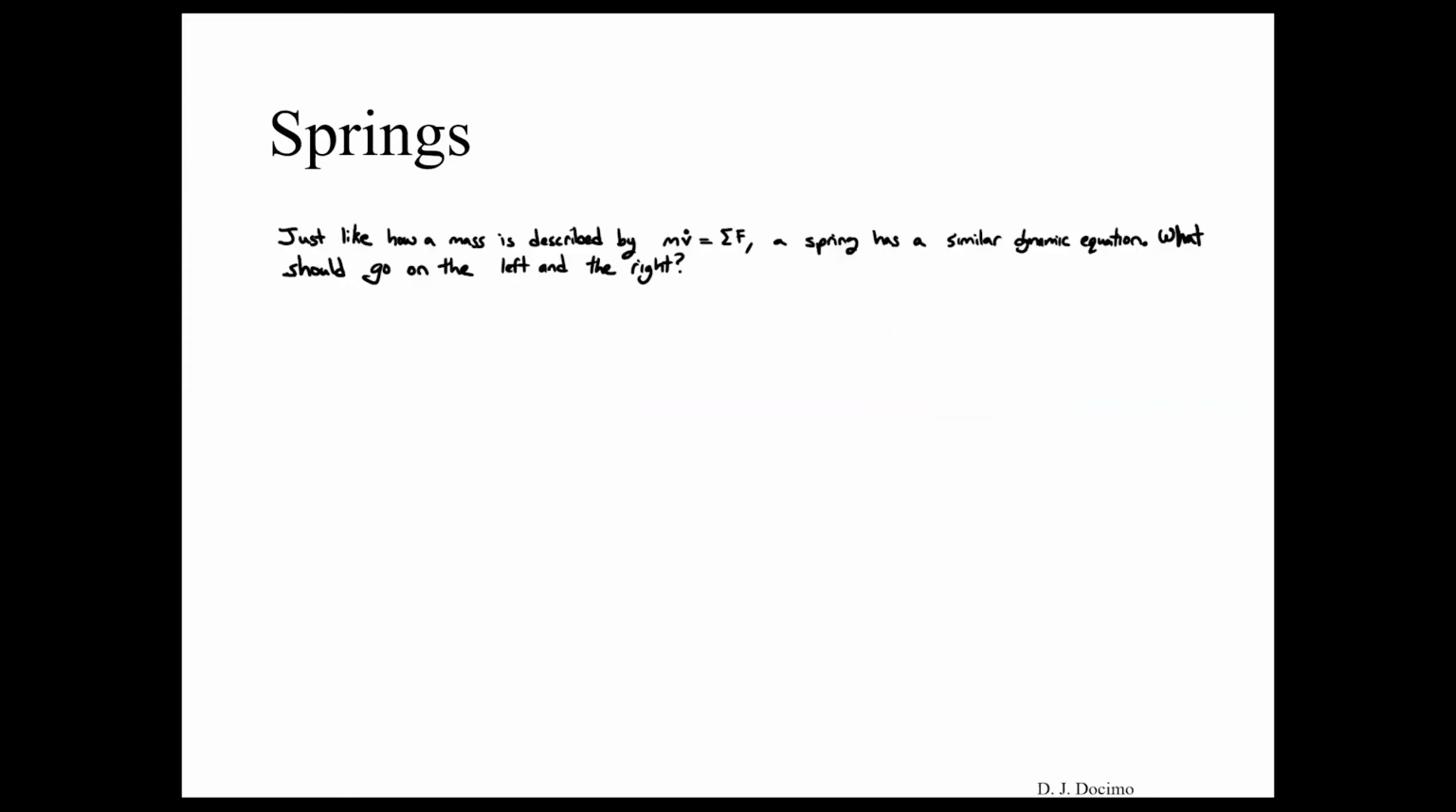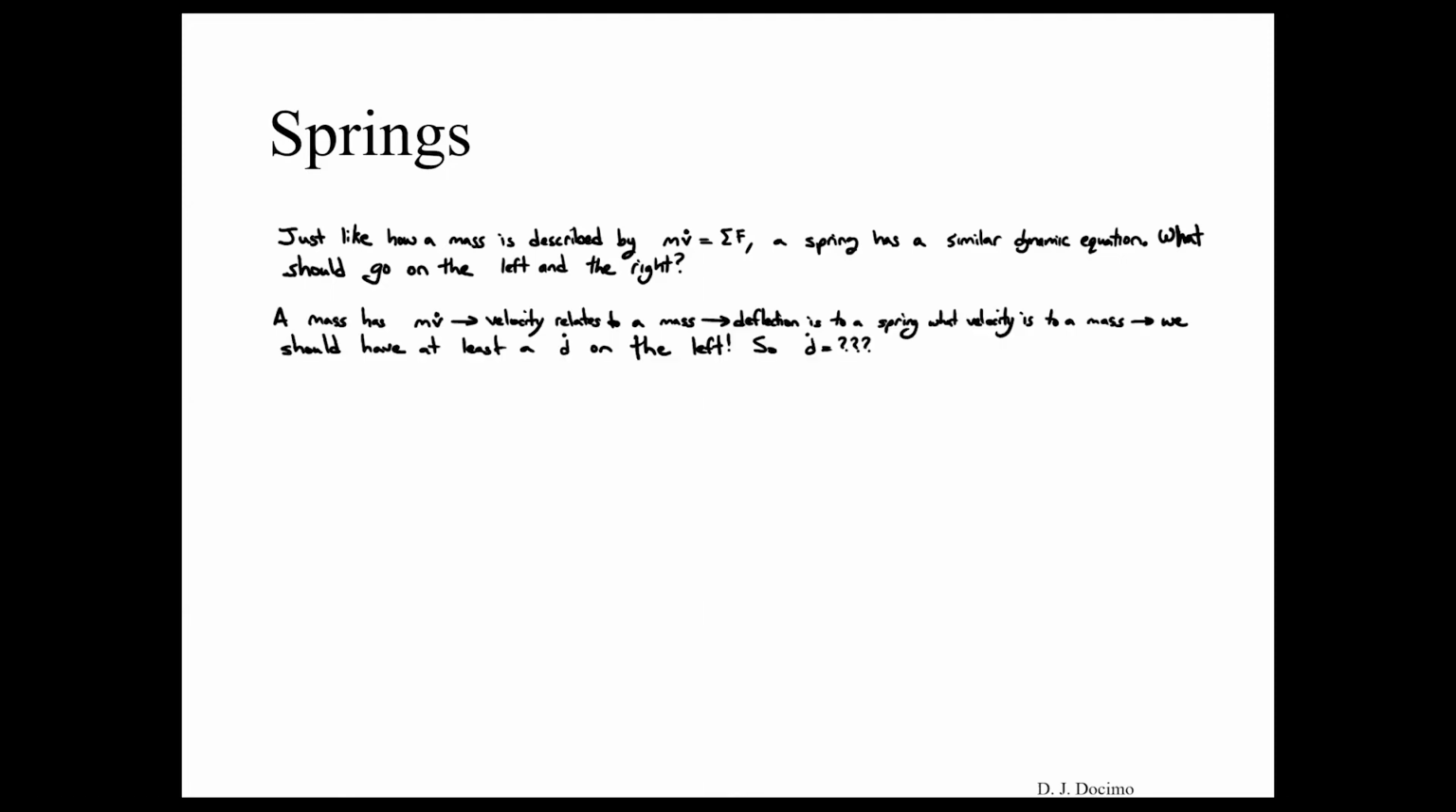Just like how a mass is described by m v dot equal to the sum of our forces, a spring has a similar dynamic equation. What should go on the left and the right in that case? Well, a mass has m v dot, with velocity relating to our mass. A spring has deflection. So deflection is to a spring what velocity is to a mass. So we should have something like d dot on the left. What should d dot be equal to?